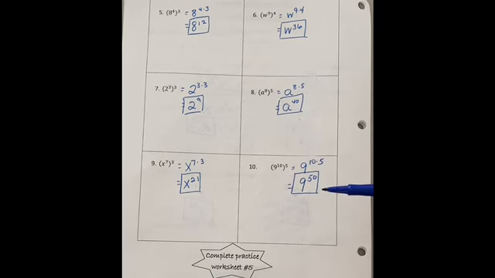Question number 7 is a power to a power, so the rule is we multiply our exponents, so it becomes 2 to the 3 times 3, or 2 to the 9th. Number 8 is a to the 8, all to the 5th power, so we need to multiply, so it becomes a to the 8 times 5, or a to the 40th.